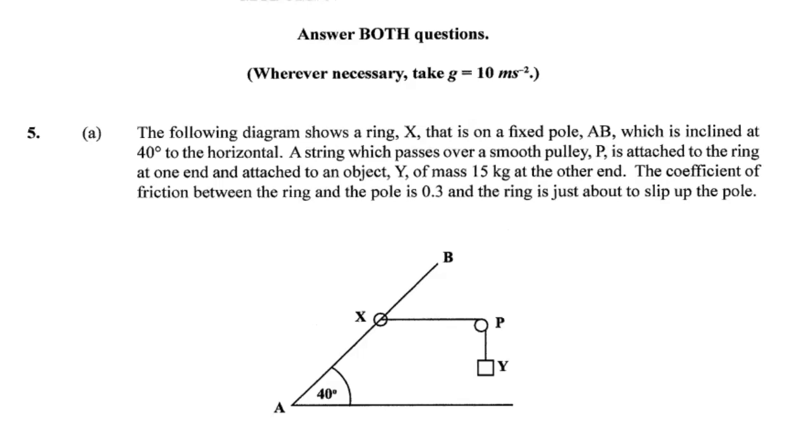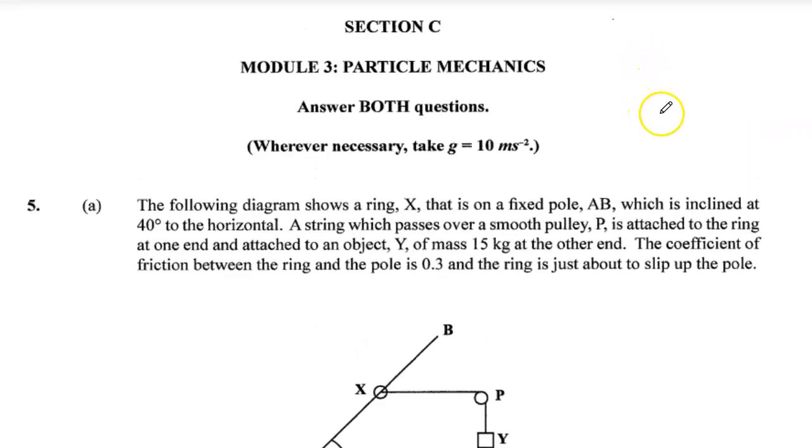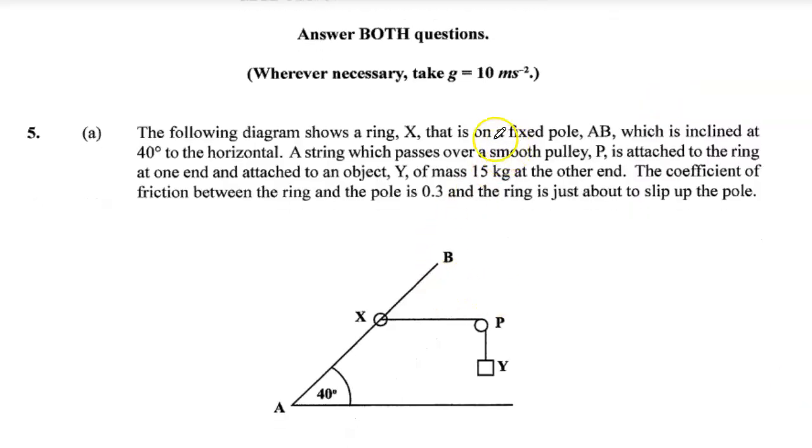We are now at question 5. The following diagram shows a ring X on a fixed pole AB, which is inclined at an angle of 40 degrees to the horizontal. So we are seeing all of that. Here's a pole AB, here's a ring X on AB, and AB is inclined at 40 degrees to the horizontal.